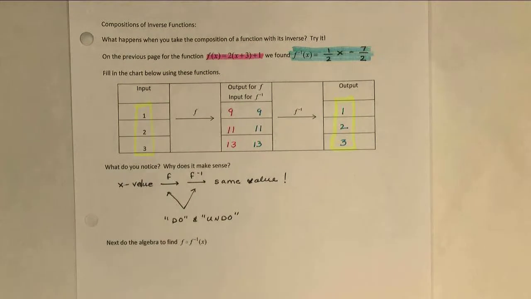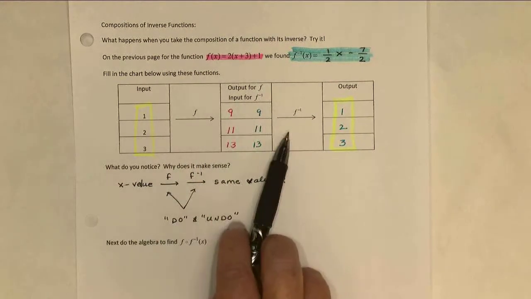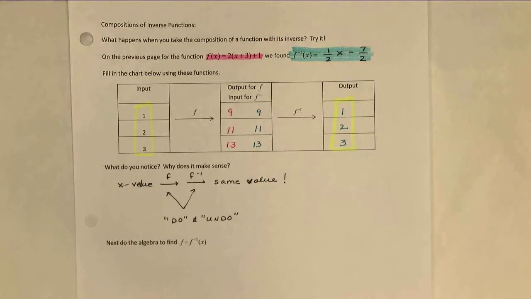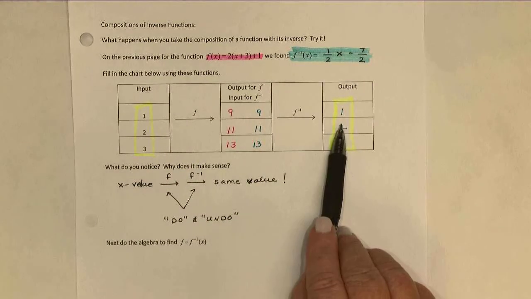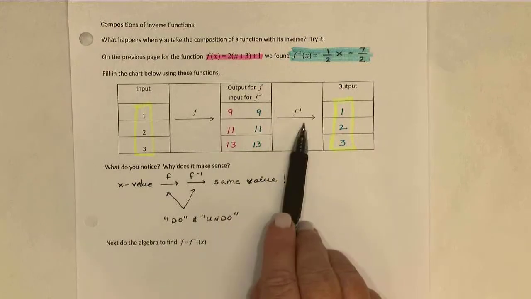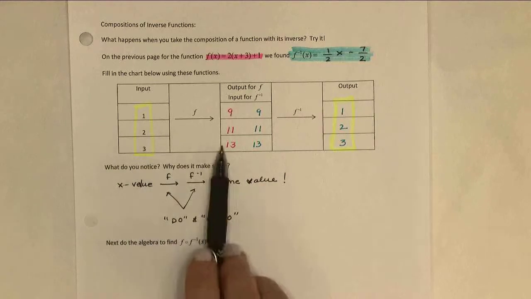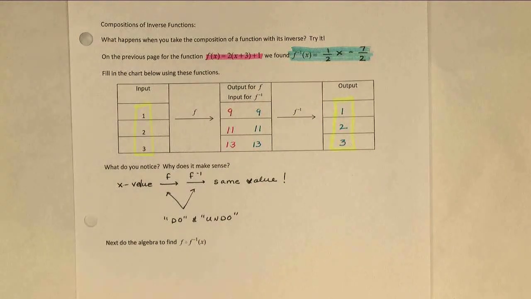Remember back in 2.4 what we called it when we applied two functions, one after the other? We always call that a composition, right? So what I've really done in this table is create the composition of f with f inverse, f of f inverse of x. We looked at it numerically up here, but could we do it using the functions themselves, the algebraic expressions for the functions, and see what happens?